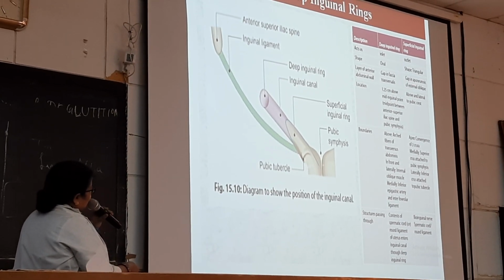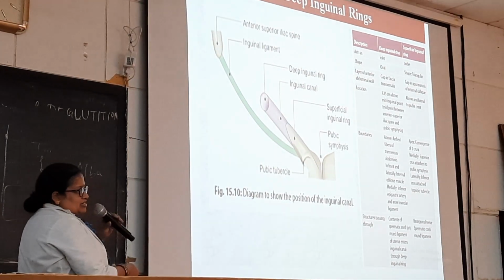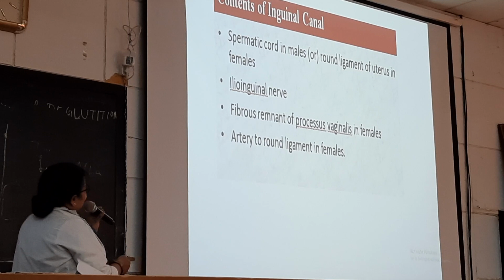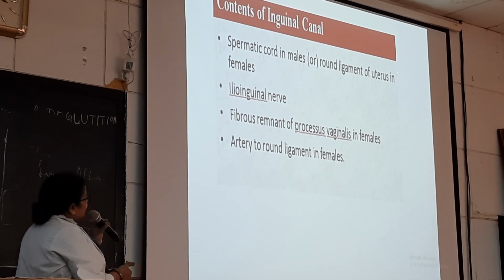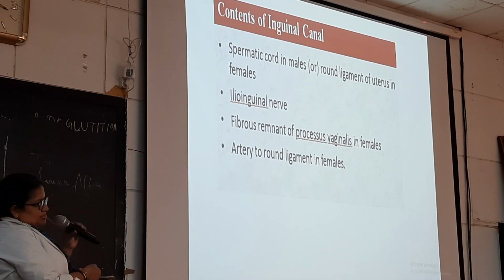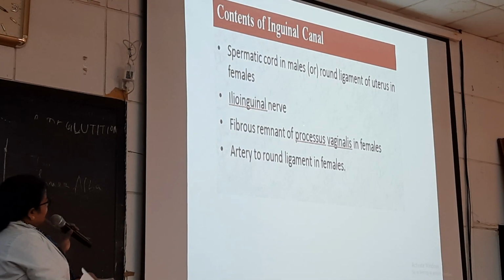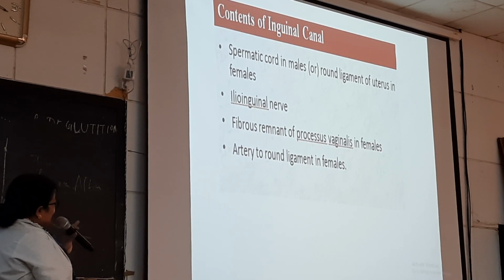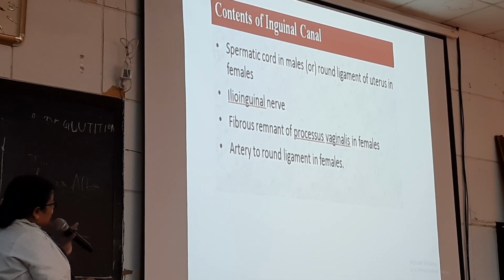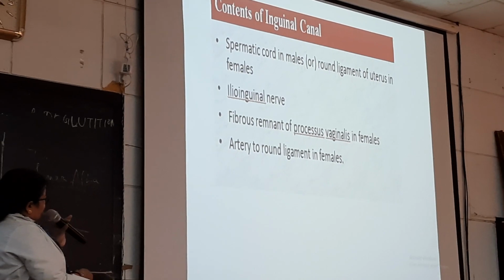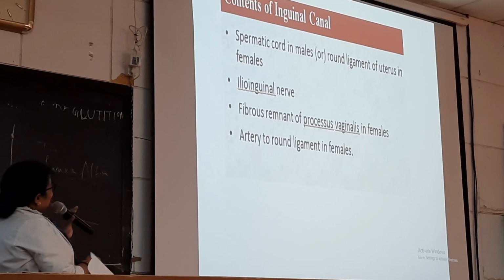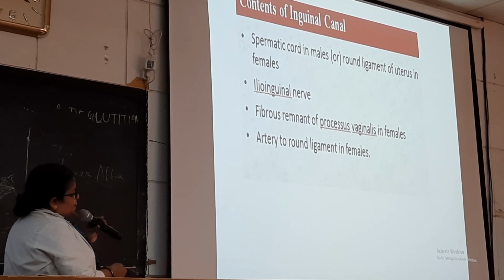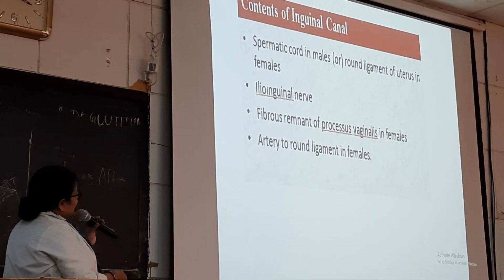And this is the pubic symphysis. You see, these are the contents: the spermatic cord in males and the round ligament of the uterus in females, and the ilioinguinal nerve, then the fibrous remnant of the processus vaginalis in females, and the artery to the round ligament in females. So mainly you remember the spermatic cord in males, the round ligament in females, and the ilioinguinal nerve.